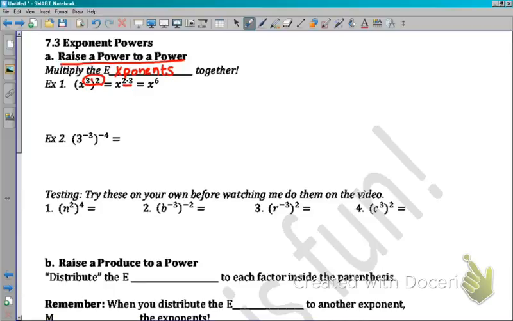Here, because I have this parenthesis, that means I'm going to multiply. So I'm going to keep my base, 3. And then I'm going to multiply negative 3 times negative 4, which is positive 12. That's it.